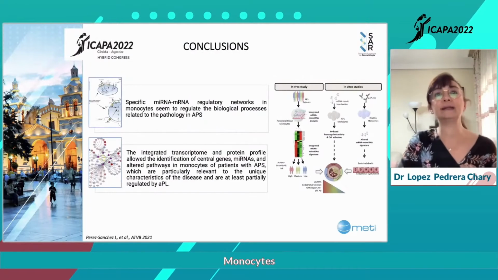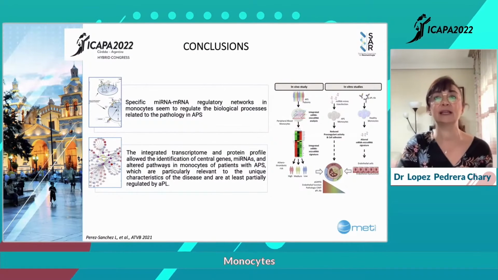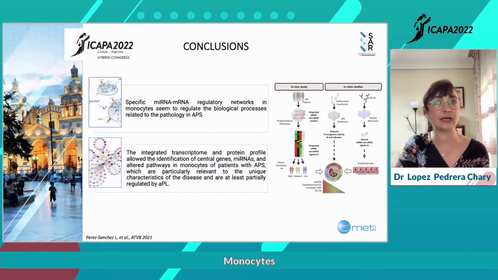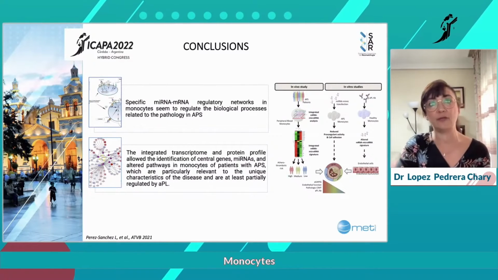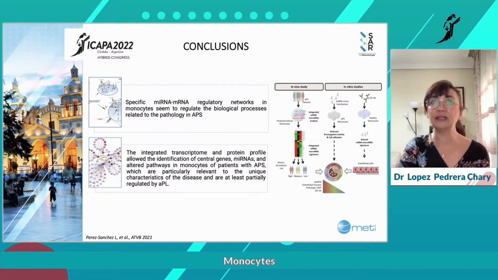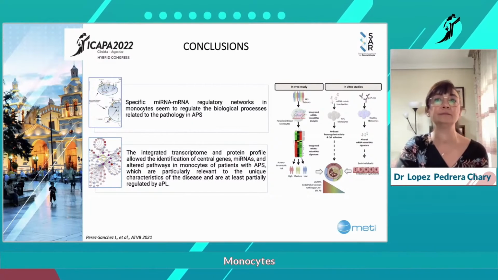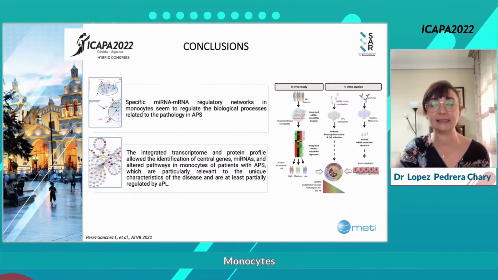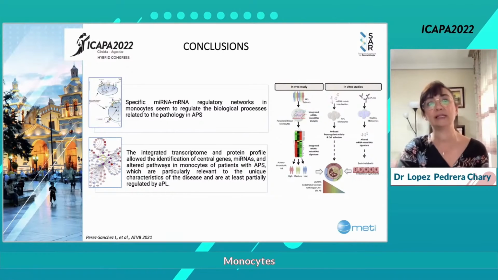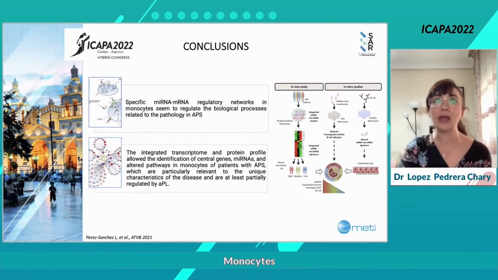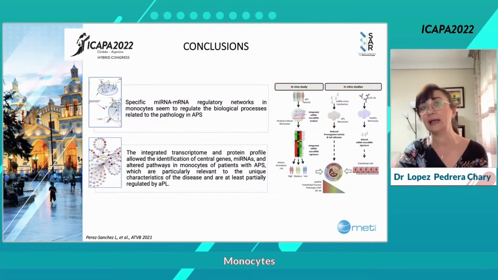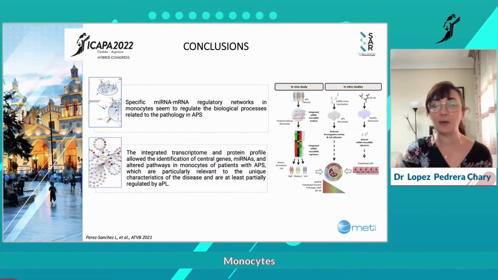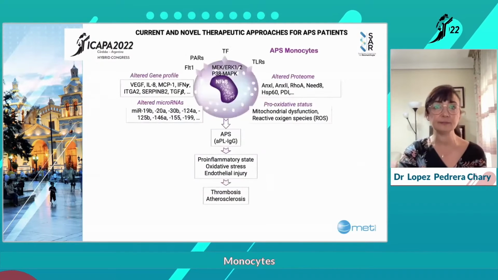Taken together, our whole data suggested that a specific transcriptome regulatory network in monocytes seems to regulate the biological processes related to the pathology of antiphospholipid syndrome. The integrated transcriptome profile allowed the identification of central genes, microRNAs, and pathways altered in monocytes of patients with antiphospholipid syndrome, particularly relevant to unique characteristics of the disease and at least partially regulated by antiphospholipid antibodies.